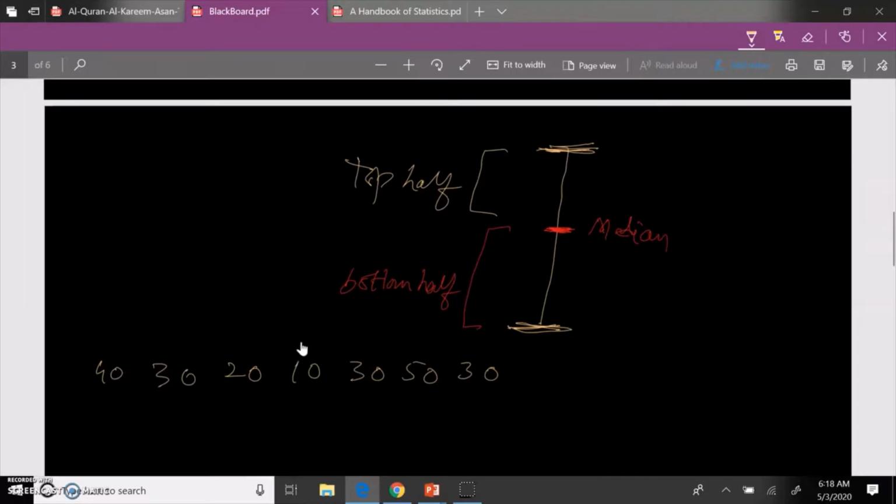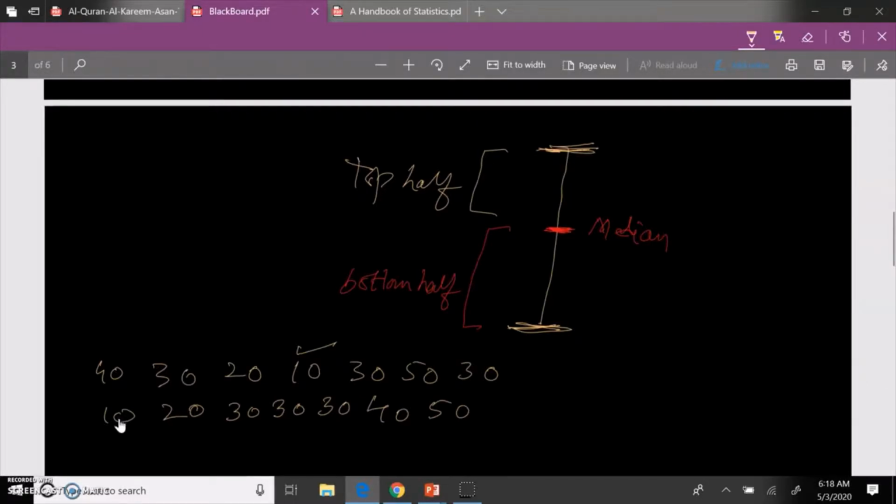So what I will do is arrange this data set in ascending order. First, I will write 10. Then I write 20. Then I have 30, 30, 30, 30, then I have a 40, then I have a 50. 1, 2, 3, 4, 5, 6, 7. Now my data is arranged, right? Now my data is arranged. I can compute the median.